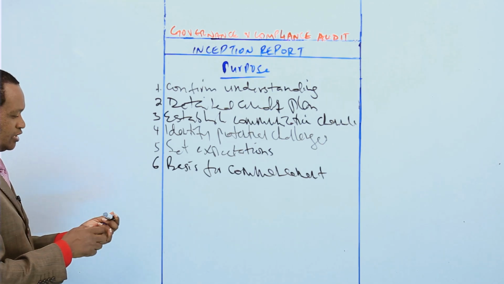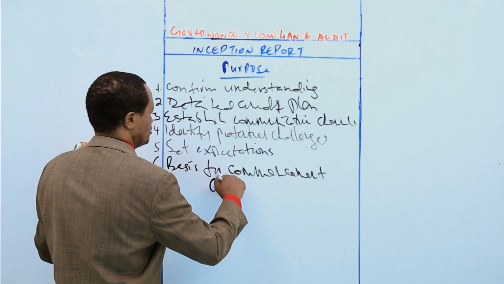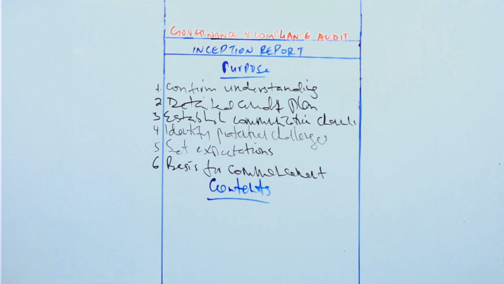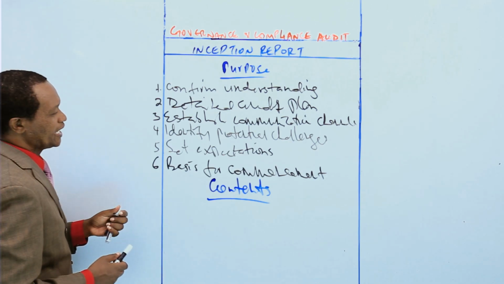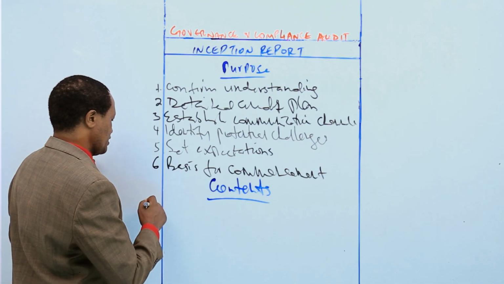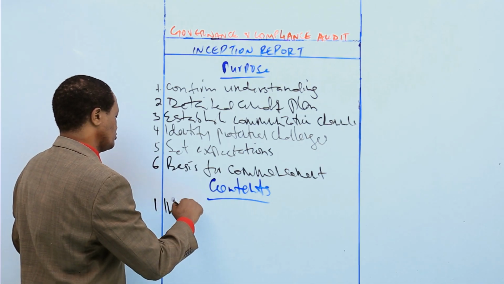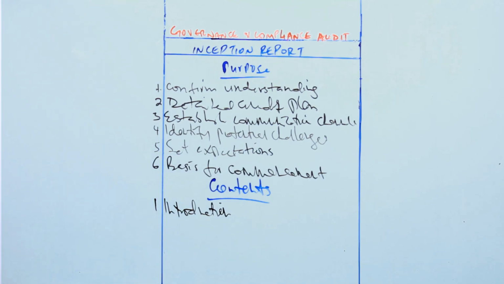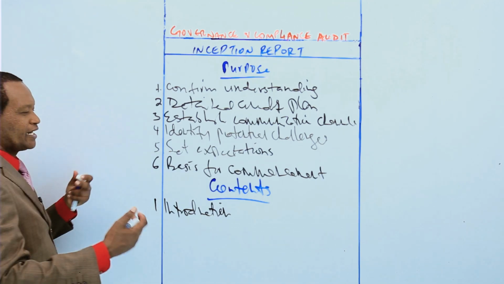Now let's get into the contents of this report. What is contained in an Inception report? Now, while the specific content may vary based on the engagement's complexity and client's requirements, a comprehensive Inception report for governance and compliance audit typically includes the introduction. It must have an introduction. Introduction and also background.